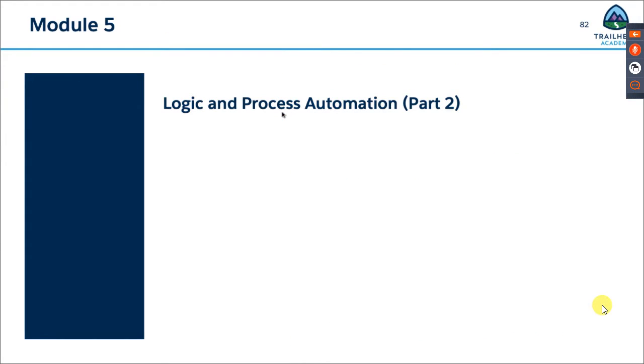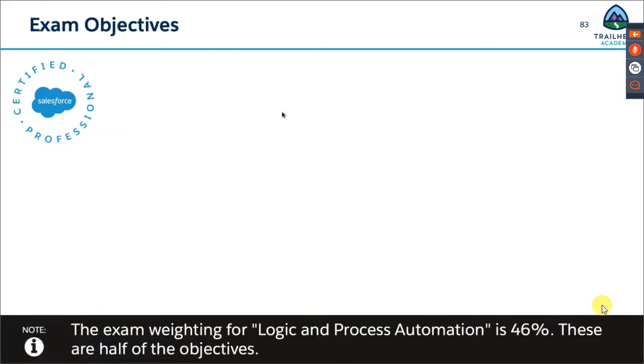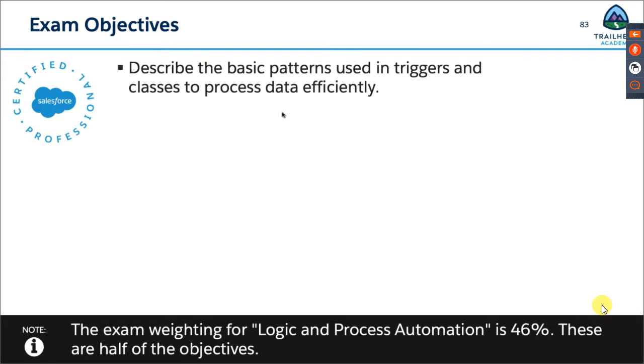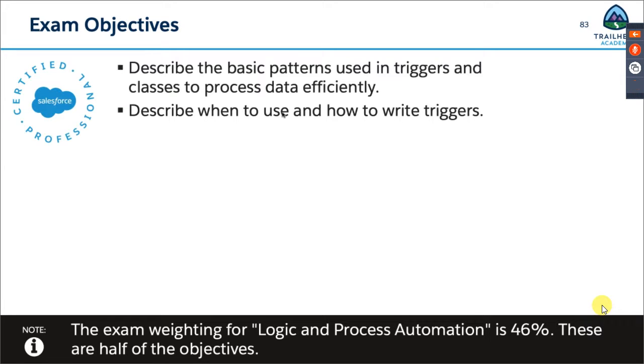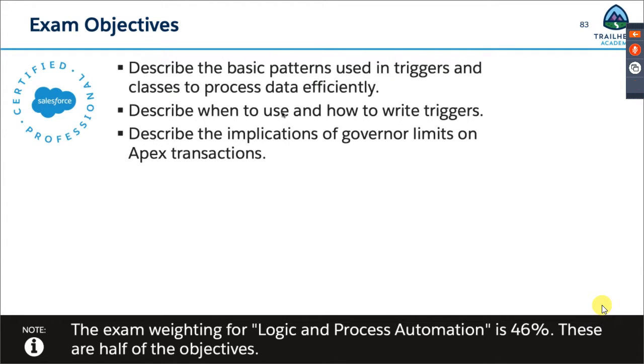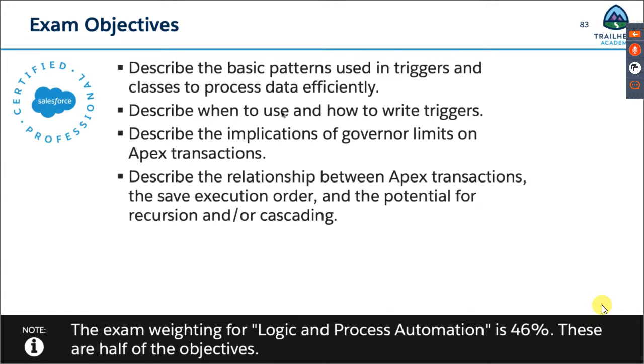So with that, we're going to jump into part 2 of the logic and process automation, where the objectives being covered in this particular section include the patterns used on triggers and classes to process data efficiently, describing when to use and how to write your triggers, describing the implications of governor limits on Apex transactions, and describing the relationship between Apex transactions, safe execution order, and potential for recursion and cascading effects.